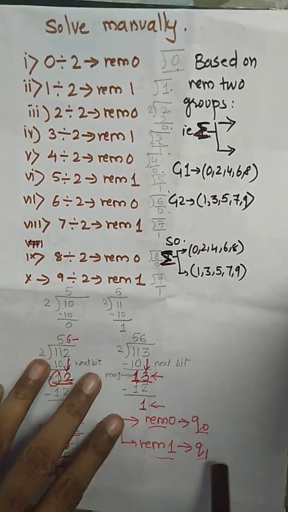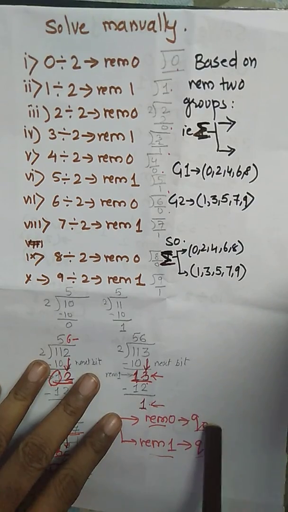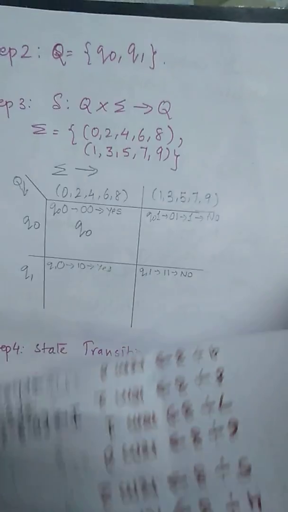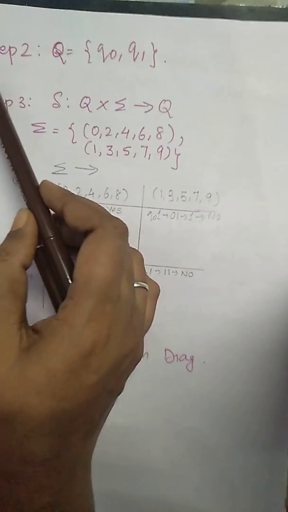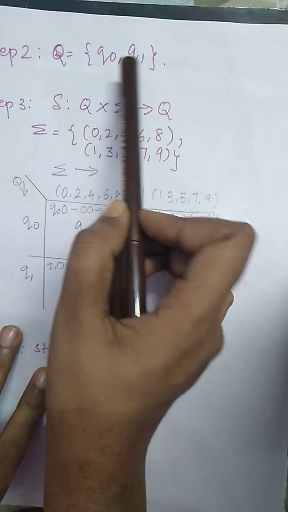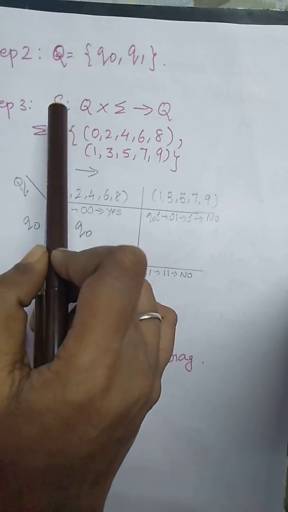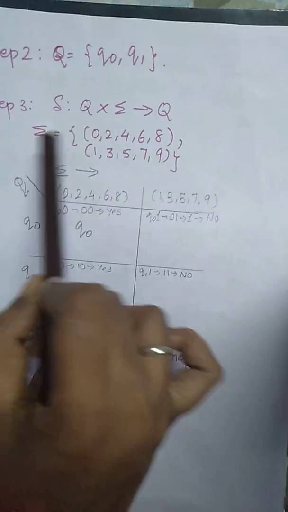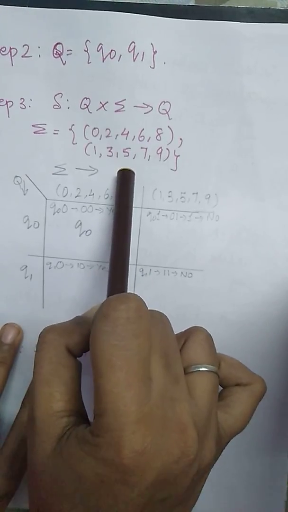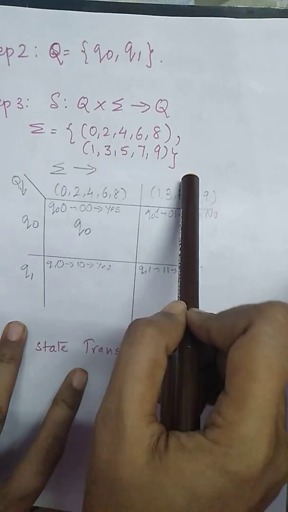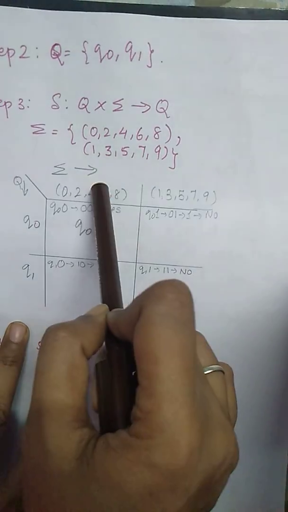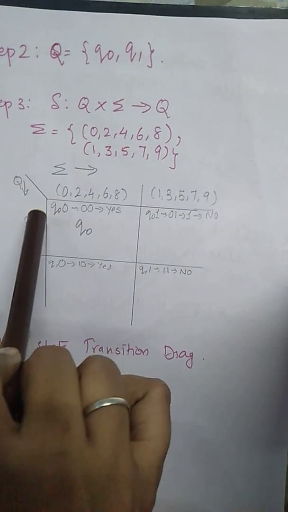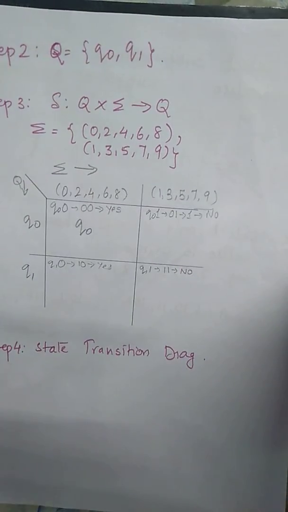So here we have two states, Q0 and Q1, that we are going to consider as the state set Q. Now for designing the state transition diagram, Q on sigma produces Q. Sigma consists of two groups, even numbers and odd numbers. Now Q0 on 0, that is the previous remainder 0. Q0 means the previous remainder is 0.